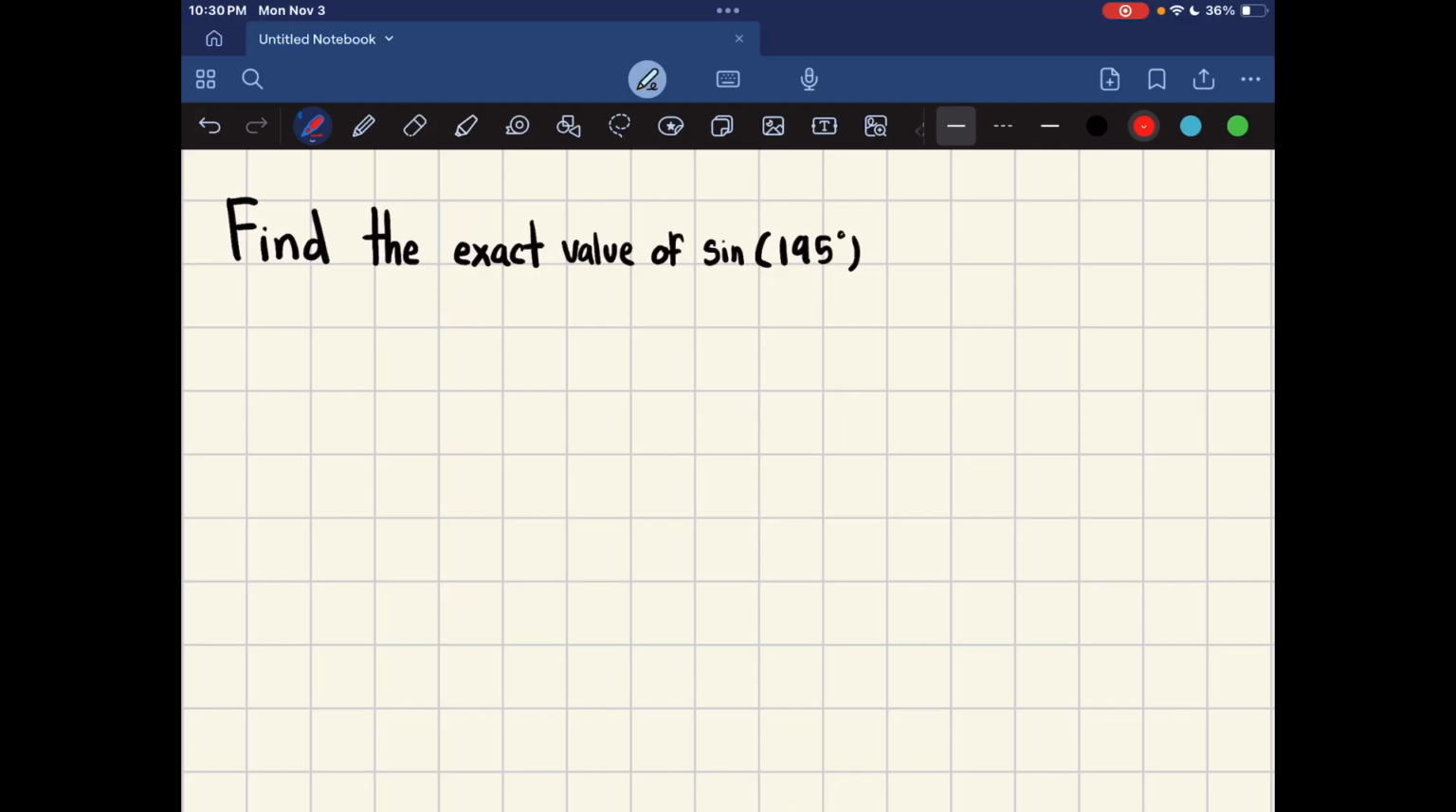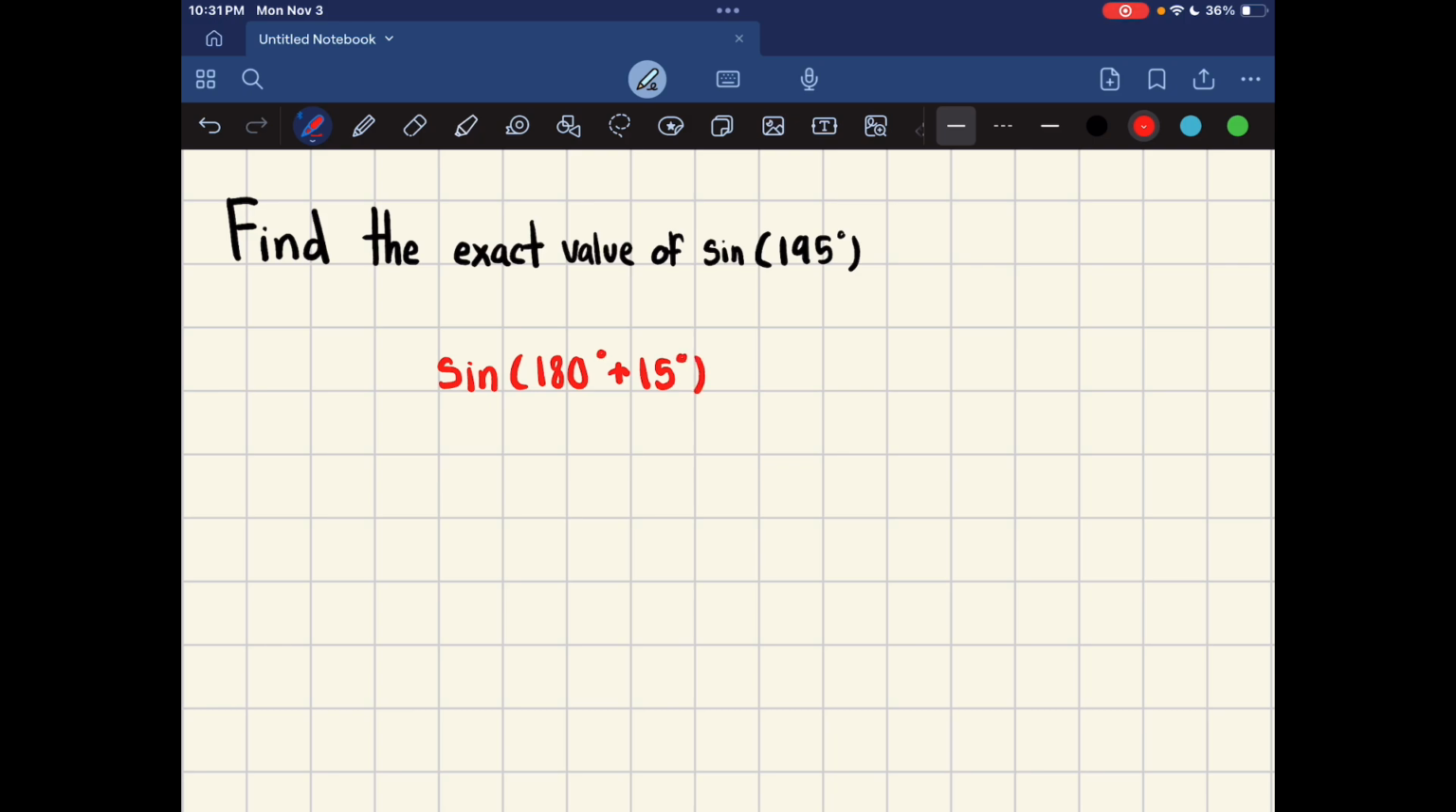So I'm going to be helping you find the exact value of sine 195 degrees. We're going to start by breaking 195 into something easier to work with. So 195 could be 180 plus 15. So you could write it as sine of 180 plus 15 degrees.